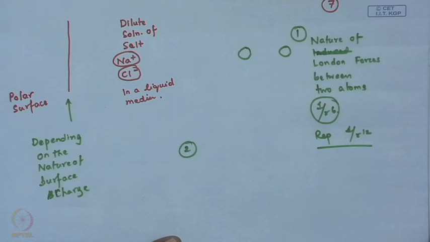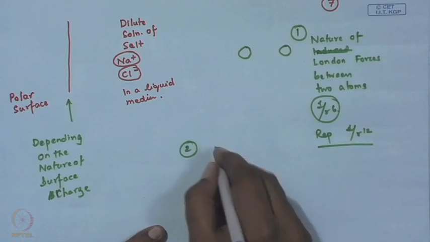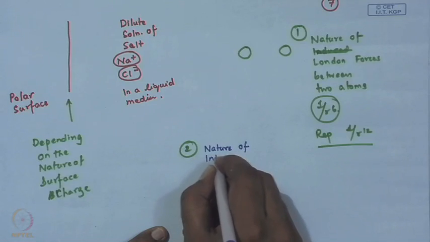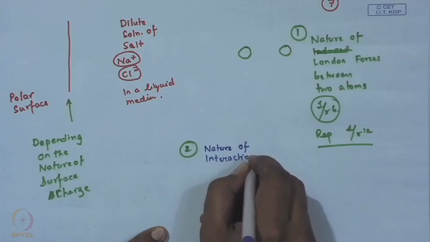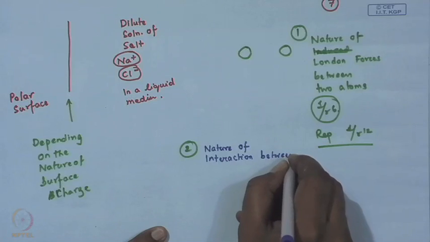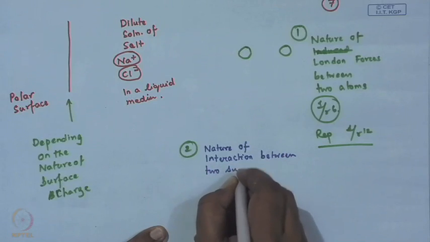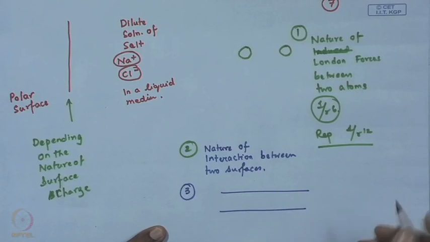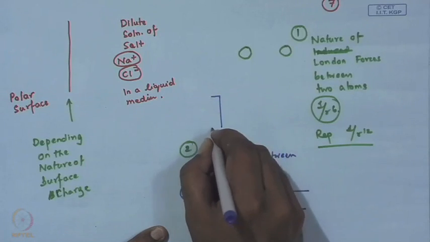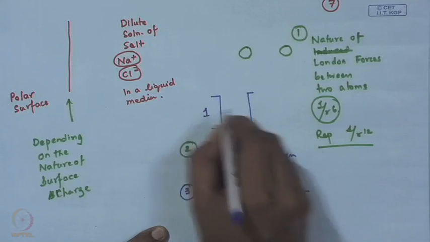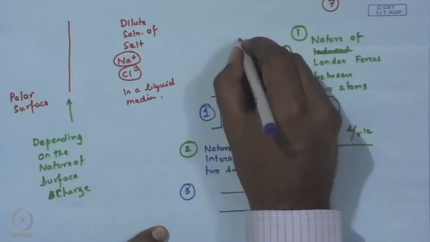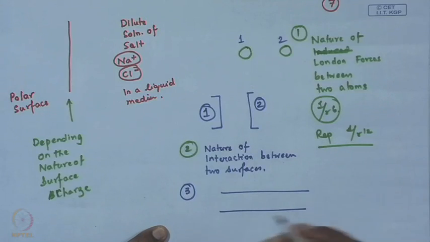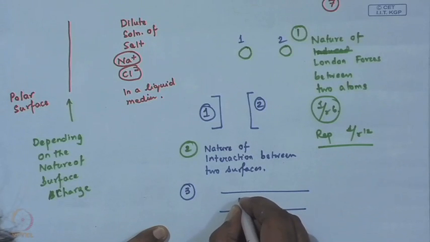Then the next thing that we take up in the next lecture itself is the nature of interaction between two surfaces. Subsequently, once we understand the nature of interaction between two surfaces, first we talk about the interaction of two blocks, let us say, of 1 and 2. So, let us say these are two molecules of 1 and 2, then we talk about the interaction between two blocks of 1 and 2, and then eventually we will talk about this type of interaction.